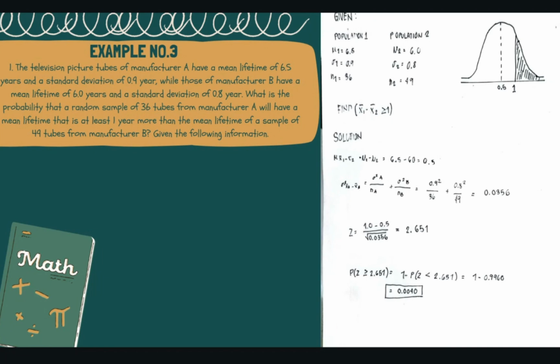The probability that we want is P of Z greater than or equal to 2.65, which is 0.9960. So P of Z greater than 2.65 is 1 minus 0.9960, which is 0.0040. That's all. For the next topic, Axel will teach us that.